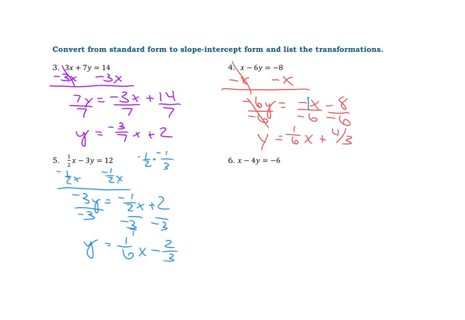And this last one, I'm subtracting x. I have negative 4y equals negative x minus 6. Divide everything by negative 4. So remember that understood 1, so negative 1 divided by negative 4 is positive 1/4 x, and negative 6 divided by negative 4 is positive 3/2.